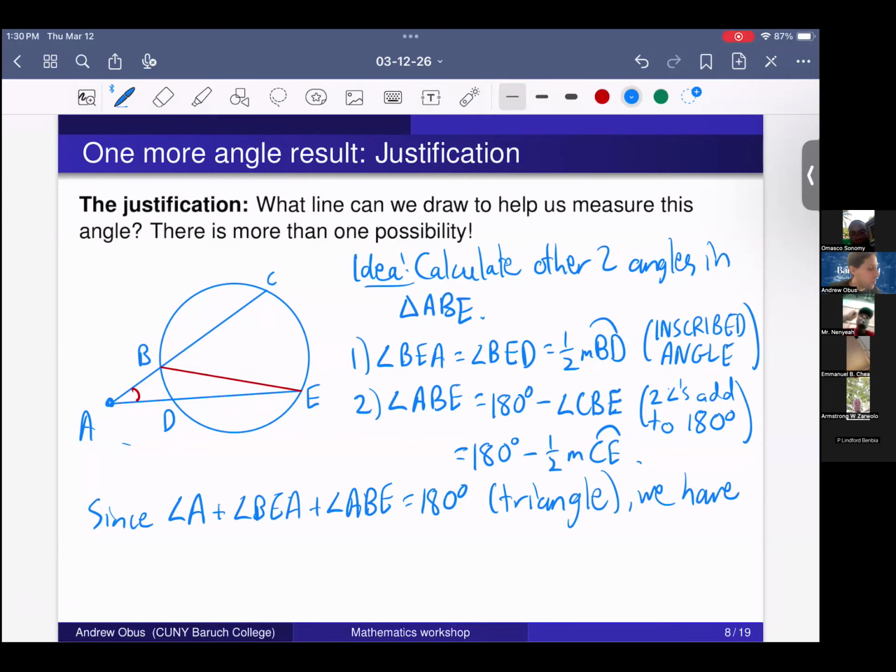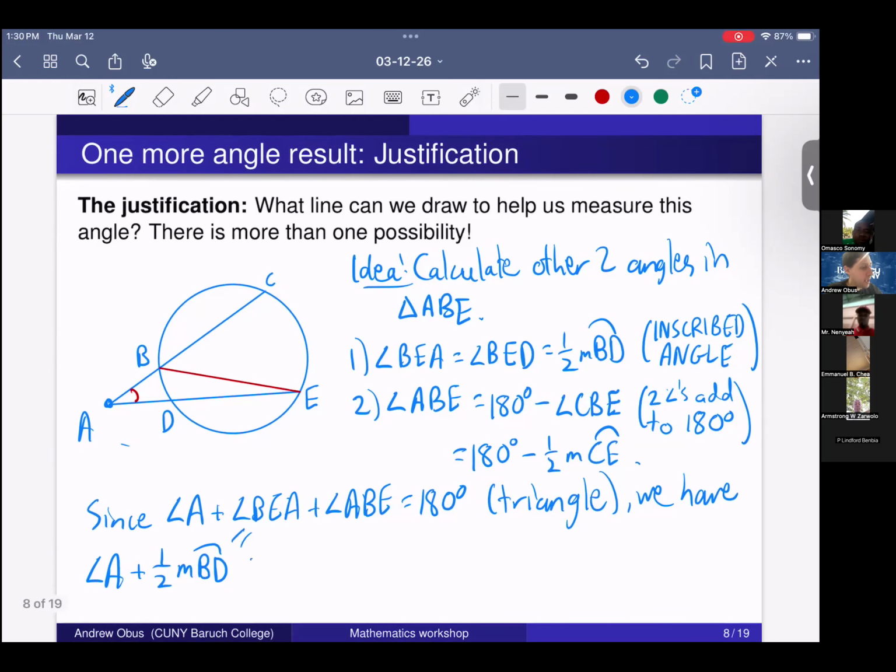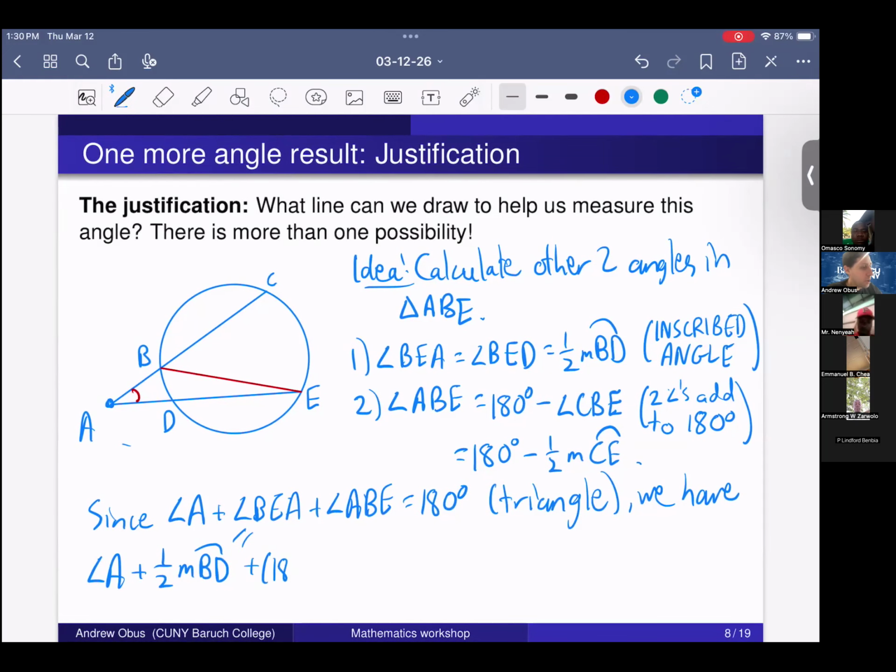Now we just substitute, right? Angle A plus 1/2 the measure of arc BD, right? This is angle BEA, plus 180 degrees minus 1/2 the measure of arc CE, because this is angle ABE, equals 180 degrees.